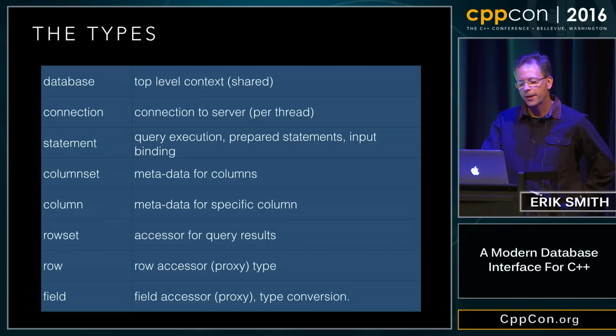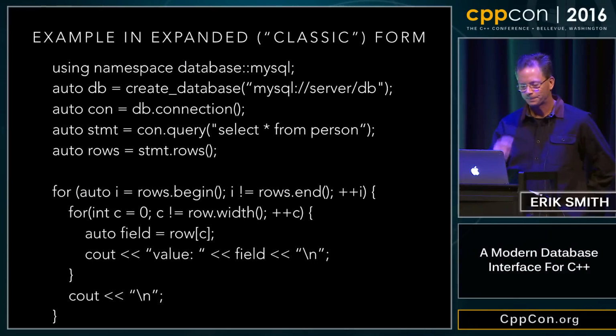Statement for query execution. Primarily, statement not only manages things behind the scenes, but if you need prepared statements, that's why you'll need a statement. Column set is for metadata for columns. A column is a specific metadata for a column, or metadata for a specific column. The row set, that's the primary data structure in this API that is probably most important here. A row accessor is just a particular row within that row set, and field. Now these last two objects are proxies, and we're going to get into what that means.